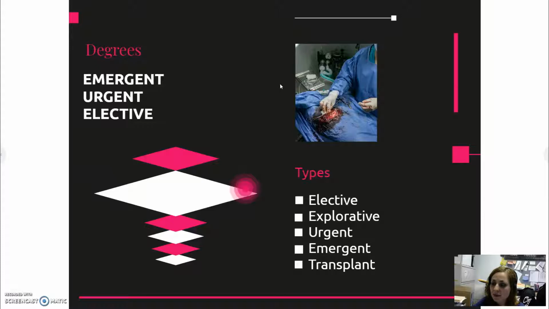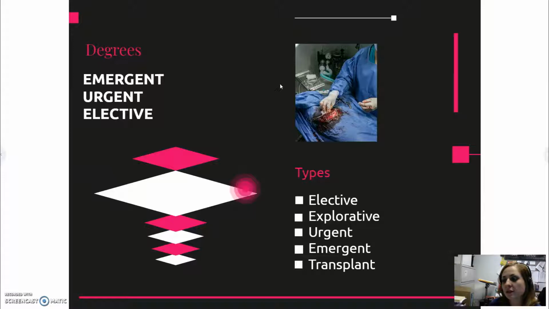Elective surgery is something that I want to have done, something like maybe a cataract surgery, but it's not necessarily life-threatening. So there's different types of surgery too. So elective, like we said, that's something that I'm choosing to do. It could be breast augmentation or cataract surgery or LASIK surgery for my eyes.